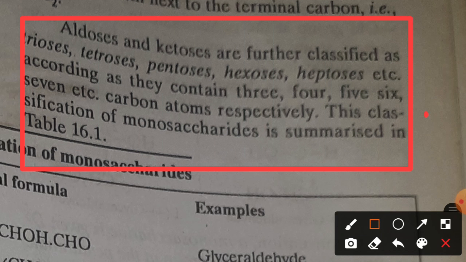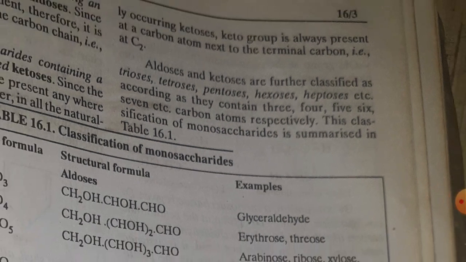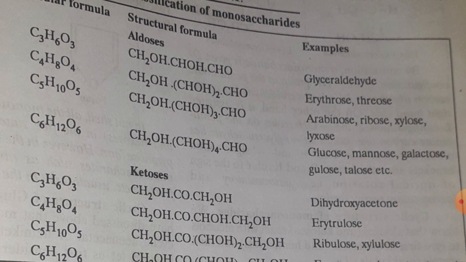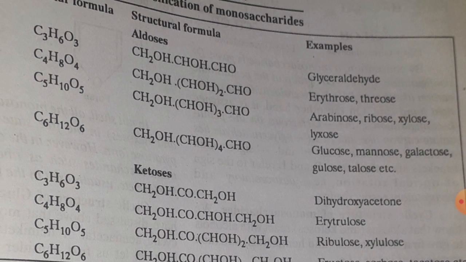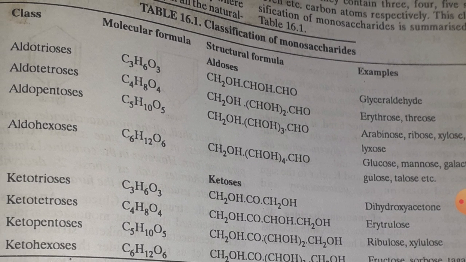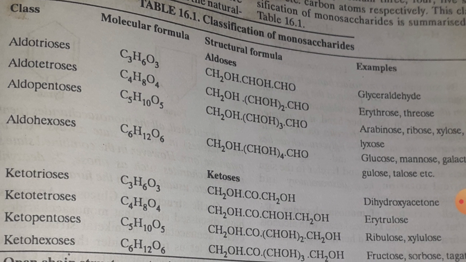Let us discuss some examples related to this classification. First we discuss the class, then the molecular formula, structural formula, and an example. First we will discuss aldoses: aldotriose, aldotetrose, aldopentose, aldohexose.